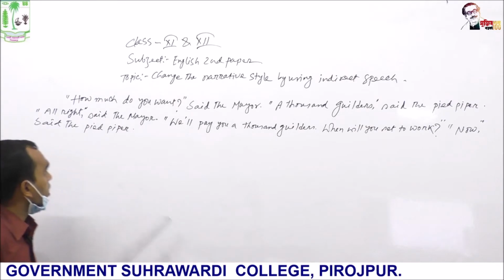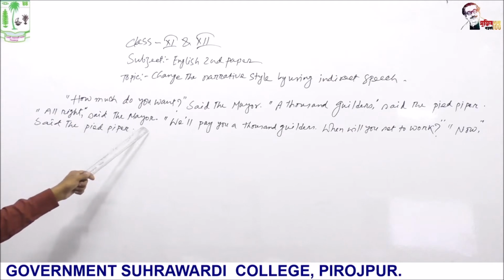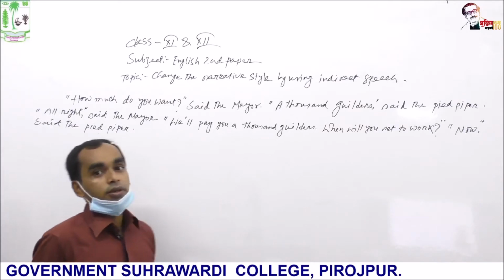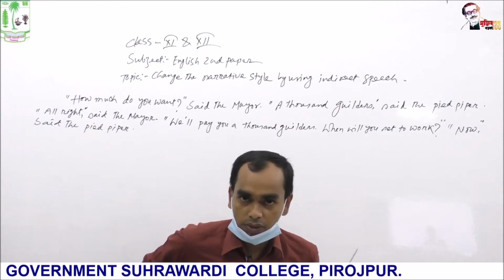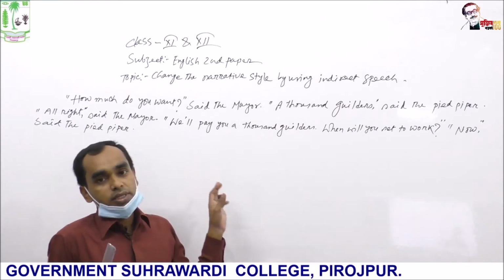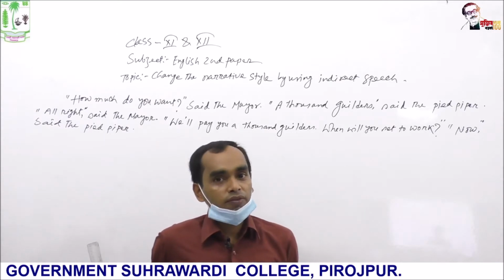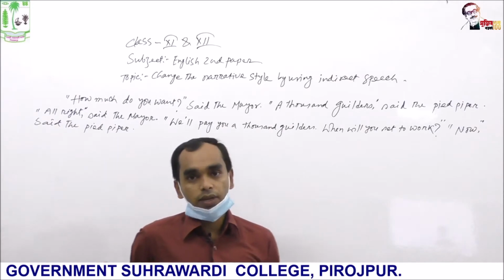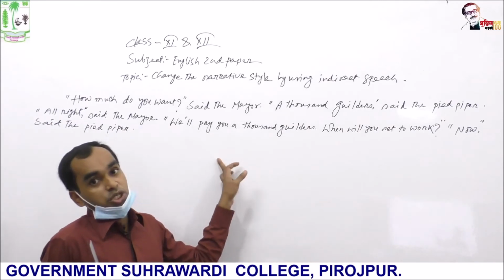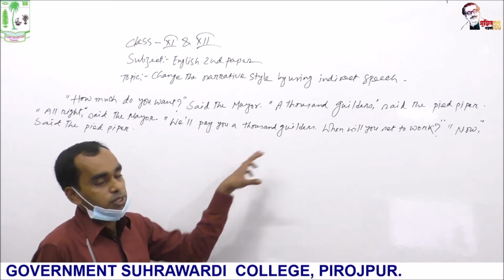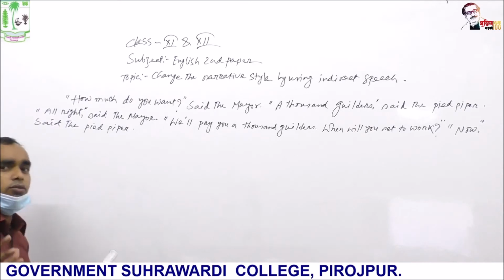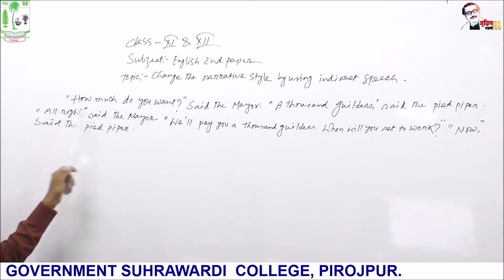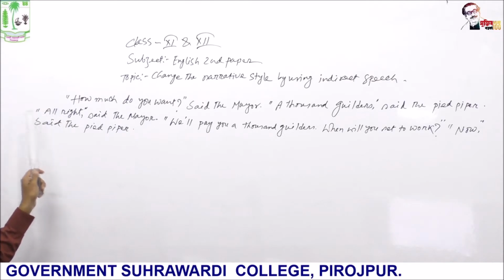Now another sentence. "All right," said the mayor. Sometimes we may find a full sentence within quotation marks or inverted commas, or only half of the sentence, or one or two words that indicate a full sentence. You must be very careful while changing direct speech into indirect speech, and write down the full sentence. Here the mayor has said "all right," which means the full sentence is "it is all right."